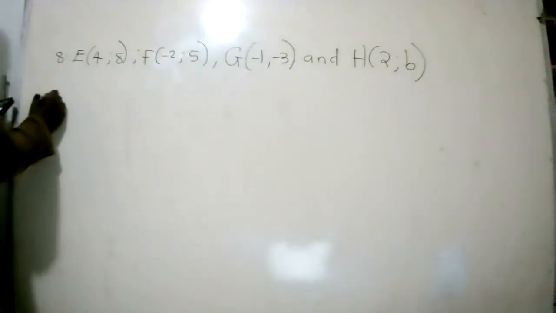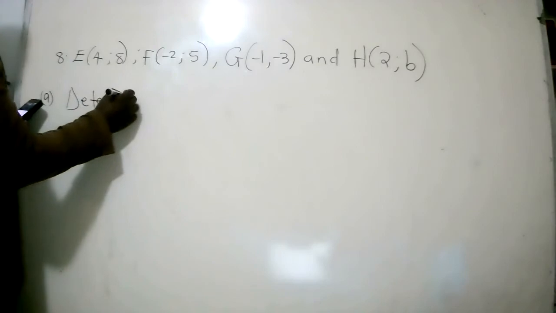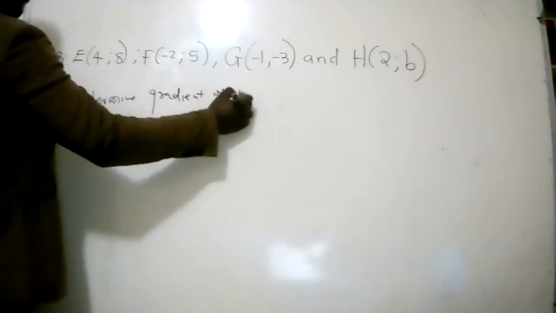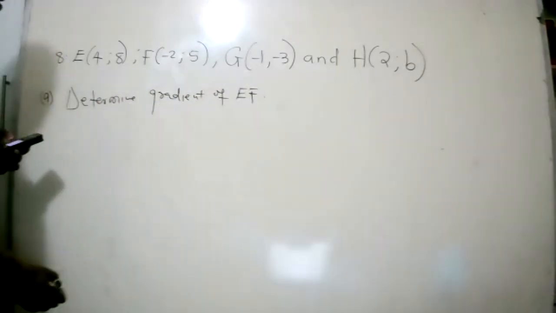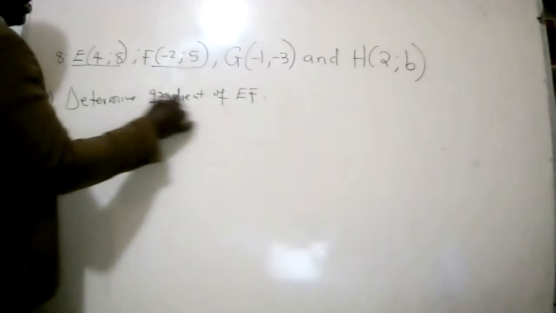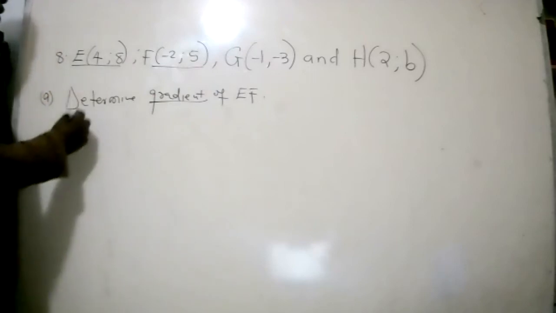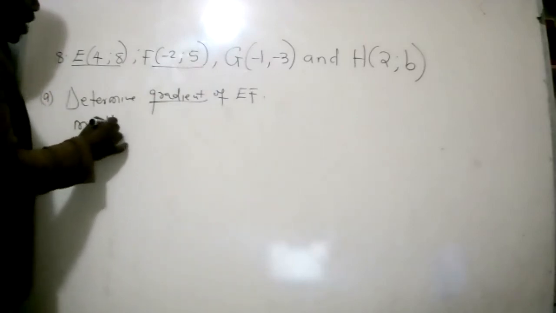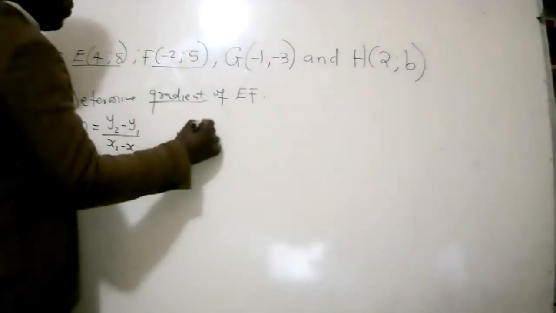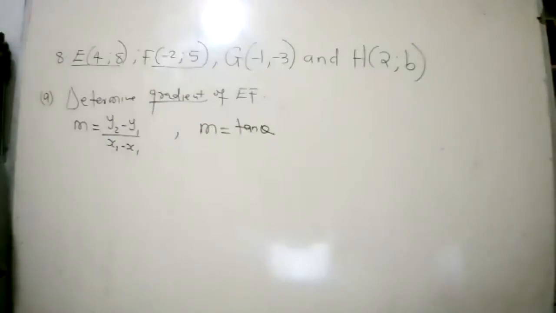So now the first question requires us to determine the gradient of EF. Let's determine the gradient of EF. So whenever you hear about this word gradients, you must remember the two formulas I gave you today. So the first one is m equal to y2 minus y1, all divided by x2 minus x1. And then the second formula is m equal to tan of theta. That is what you must remember first.